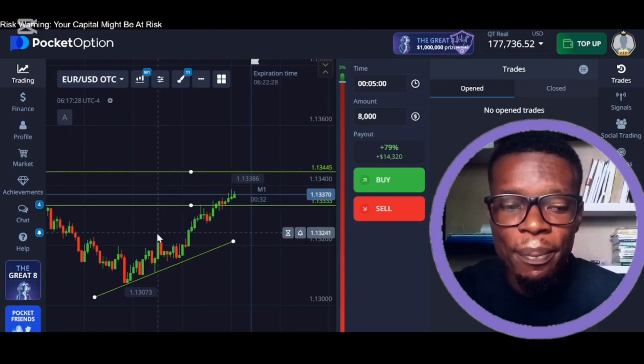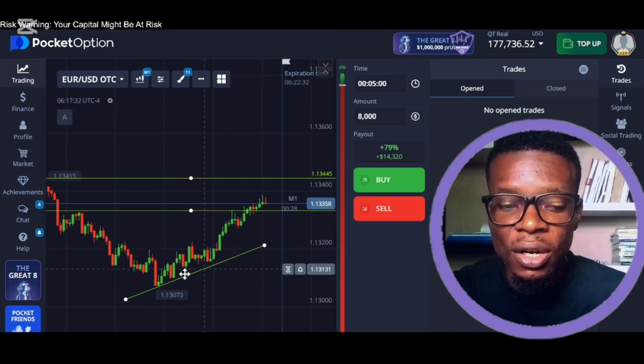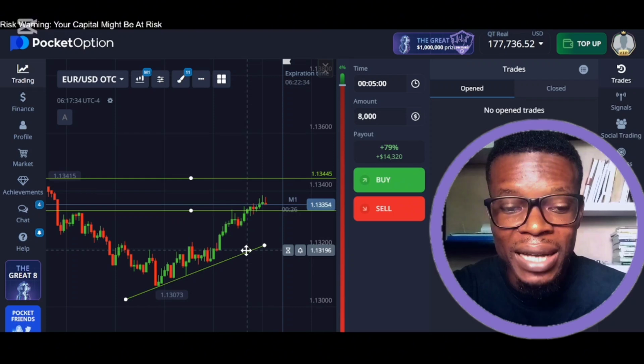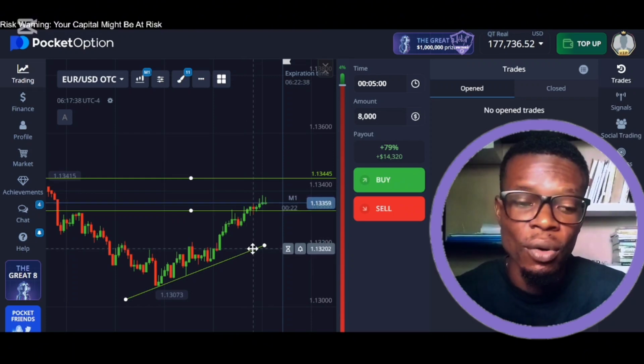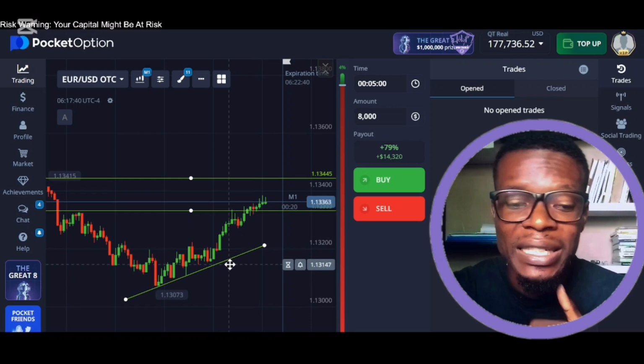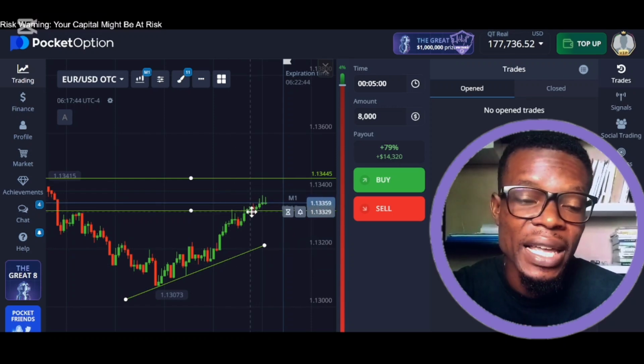So why did I place this very beautiful trade? I was going to take a trade using this support level as I have drawn right here, but for some reasons I didn't place that trade anymore. And of course I'm going to explain why I didn't place this trade, and why I ended up taking a buy trade at the end of the day.